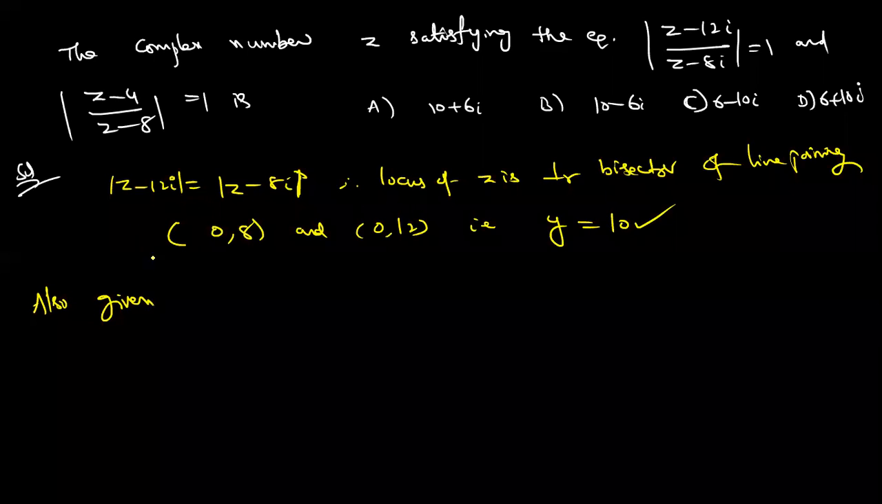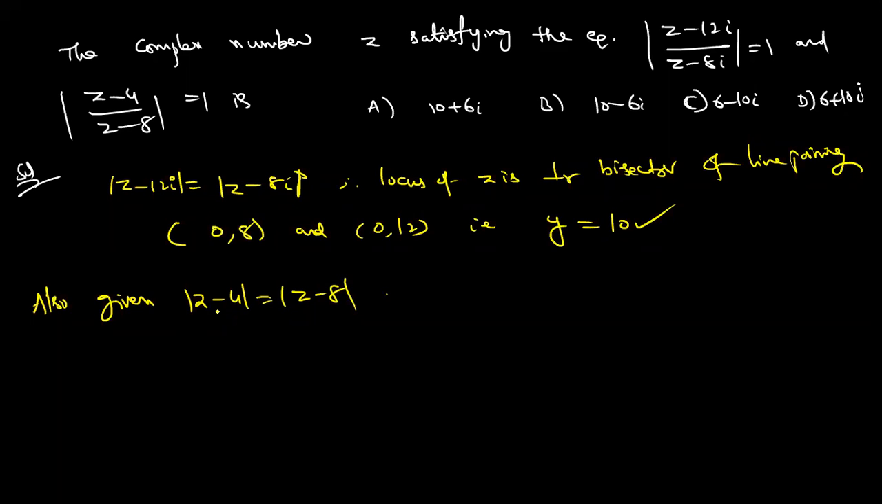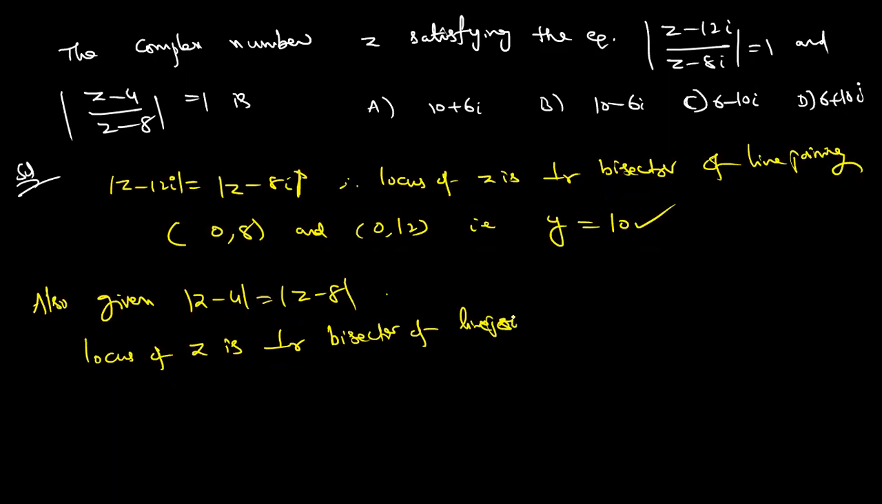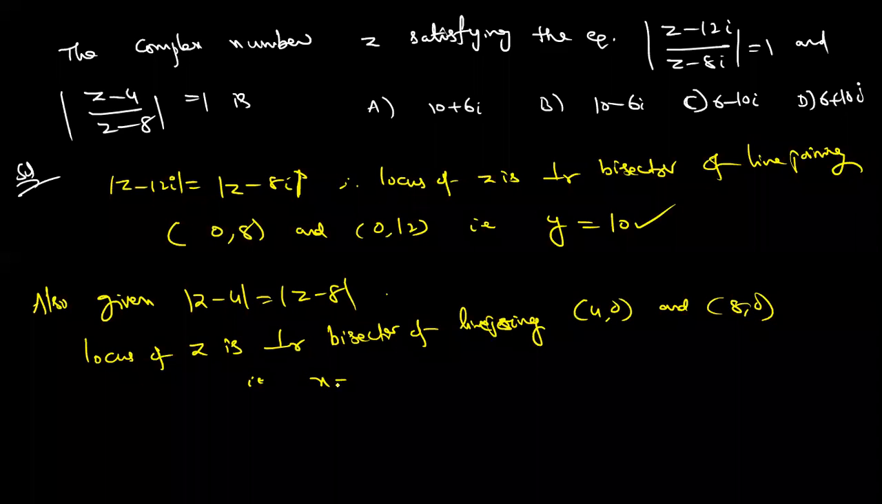Also given, modulus of z minus 4 is equal to modulus of z minus 8. What is this? Here also modulus of z minus z1 is equal to modulus of z minus z2. Therefore, the locus of z is, for this case, the perpendicular bisector of the line joining 4, 0 and 8, 0. Both points lie on the real axis. That means, for this case, x is equal to the average, how much? 4 plus 8 means 12, that means 6.